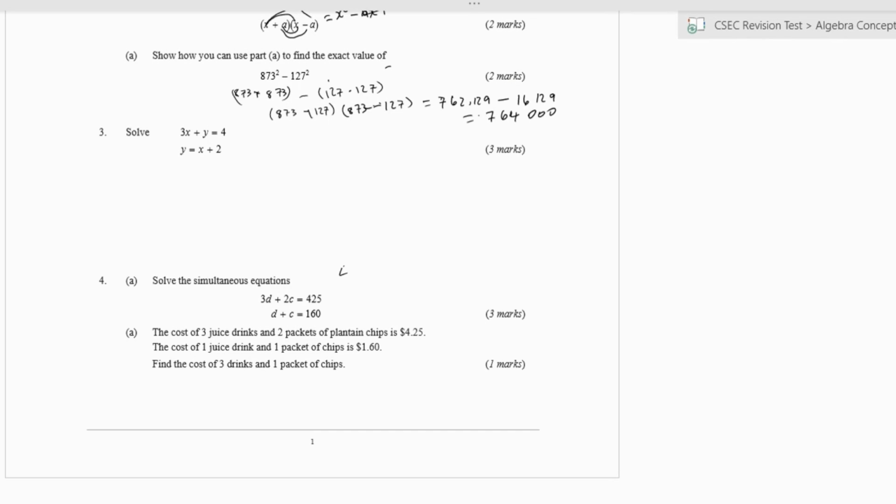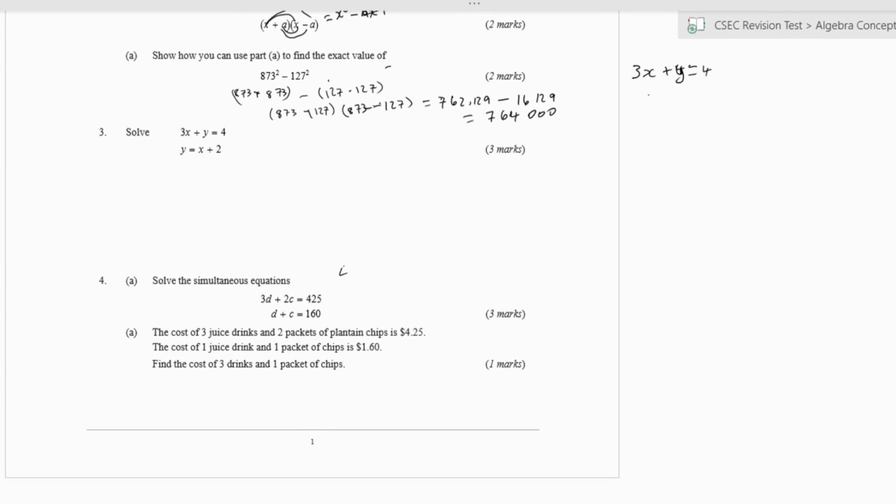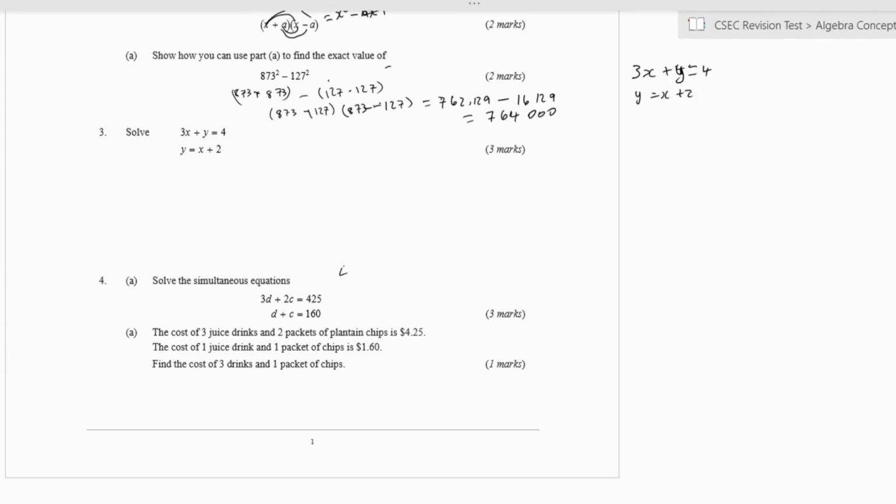Number 3 now asks us to solve this equation. We know that these are simultaneous equations, and as you can see, equation 2 is not written in its correct order, so we're going to rewrite it. We have 3x plus y equal to 4, and then y is equal to x plus 2.